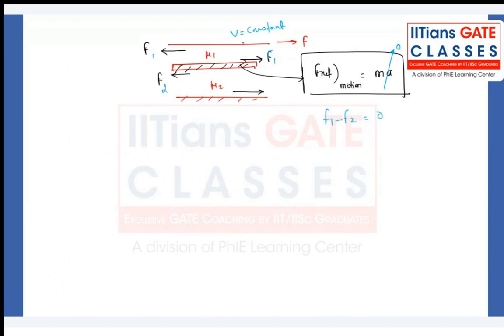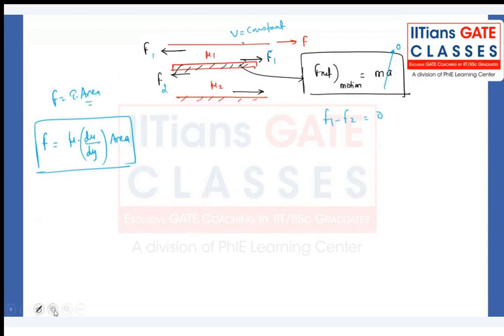Then how do we find F1 and F2? What is the formula for the viscous force? Mu into du by dy into area. Getting my point? F is tau into area, right? Now we can find the F2 value easily, something like this.